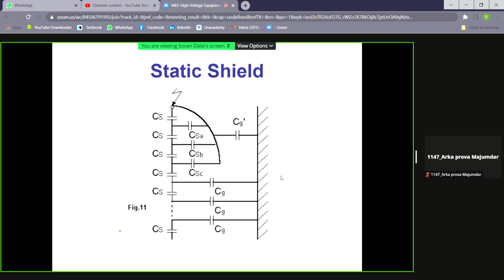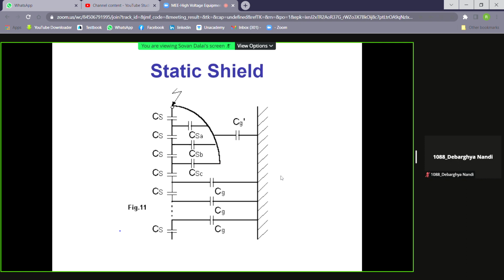Okay. Now we will move on to static shield. Are you familiar with potential distribution along disk winding? What is the equivalent circuit of the disk winding? It also consists of two types of capacitance. One is called the disk capacitance, and another is the ground capacitance. Oh, you are not familiar with this?